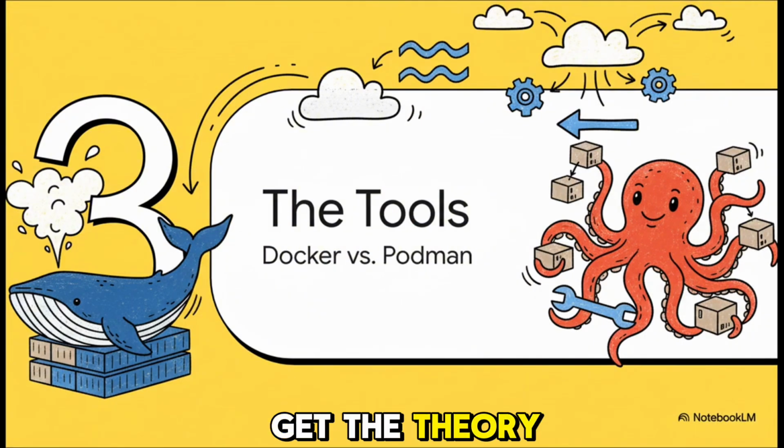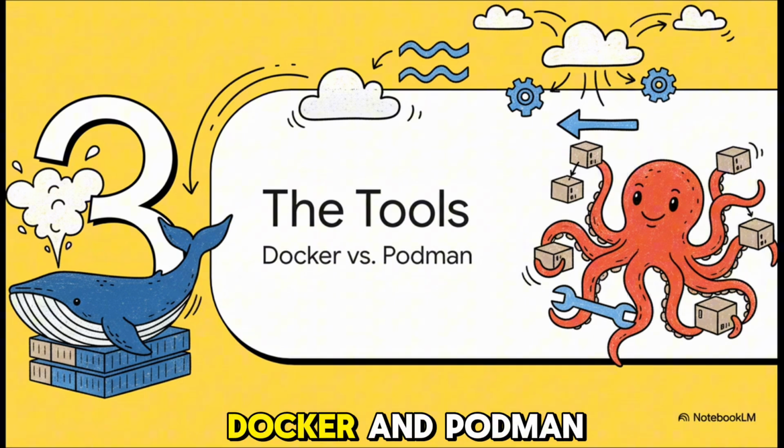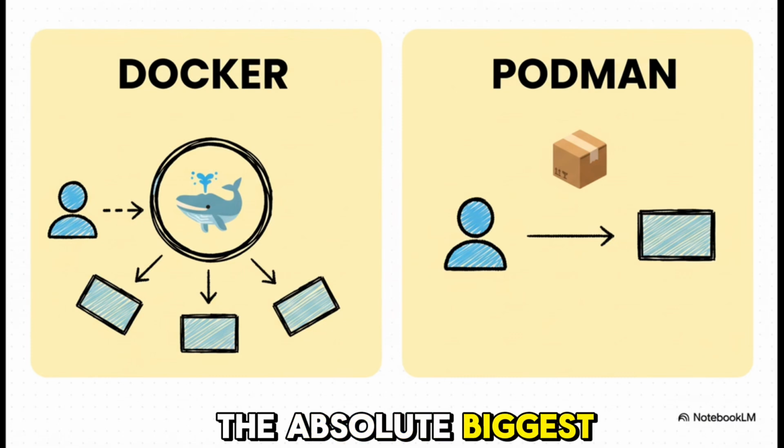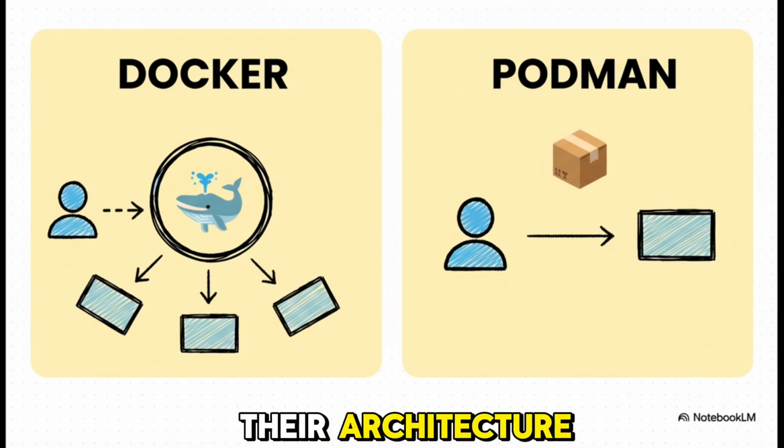All right, so we get the theory, right? We have the core tech and the design principles. But what tools do you actually type commands into to make this happen? Well, today, the two biggest names in the game are, without a doubt, Docker and Podman. The absolute biggest difference between these two comes down to their architecture.